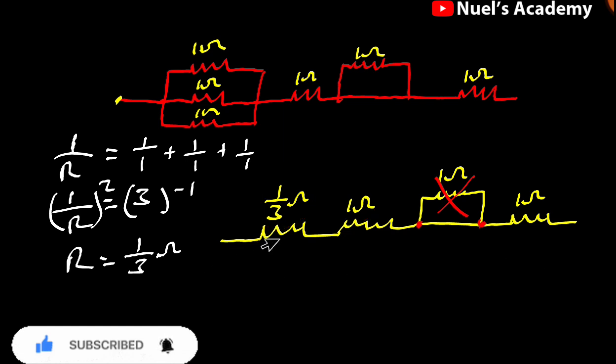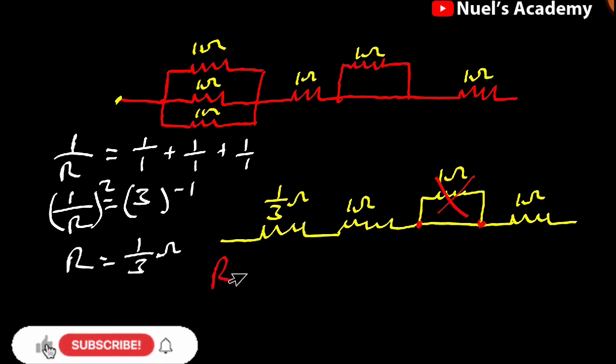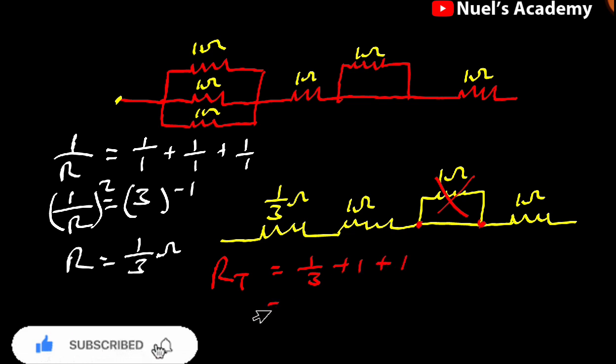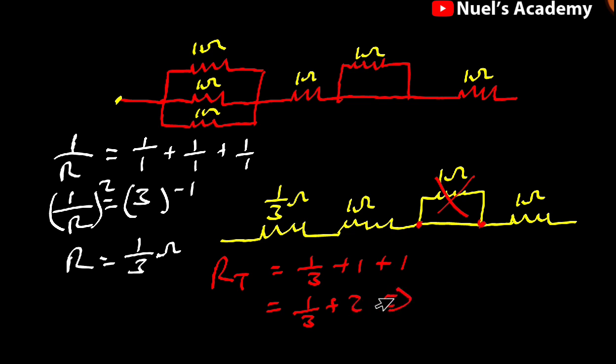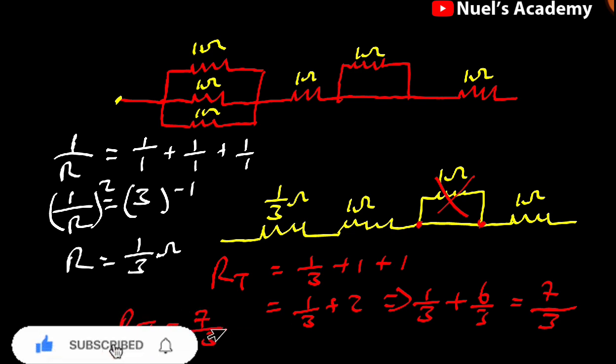So we see that these 3 resistors here are connected in series. So the total resistance now is going to be equal to 1 over 3 plus 1 plus 1, which is equal to 1 over 3 plus 2. But we know that 2 is the same thing as 6 over 3. Alright, so the LCM here is 3. We simply add the numerators since the denominators are both 3. So 6 plus 1 is equal to 7. So the total resistance here is equal to 7 over 3 ohms.